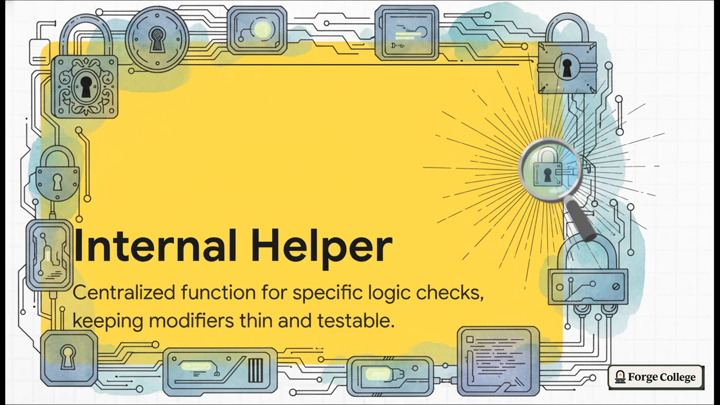But before we pick up the welding torch, we really need to understand our primary tool here, the internal helper. In smart contract development, an internal helper is essentially the actual physical lock mechanism in our code. It's just a centralized, reusable function that performs a very specific logic check. And the beauty of this, it keeps our modifiers incredibly thin, gas-efficient, and super testable. We absolutely don't want bulky, complicated gates on our functions. We just want sleek, modular locks that do one thing perfectly.